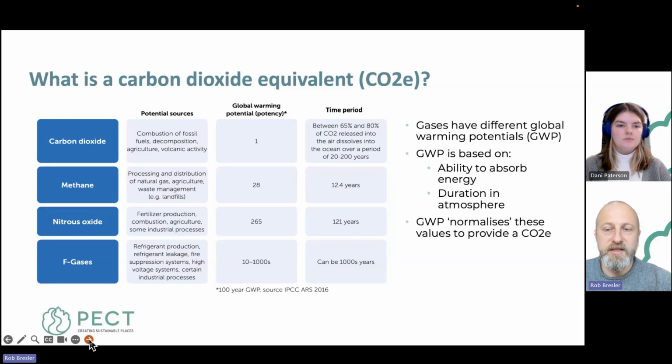But it's an important thing to look at so you can have an idea of why some activities are more heavily polluting, if you like, than others. So hopefully that covers all the information there for you. Were there any questions on this, Danny?